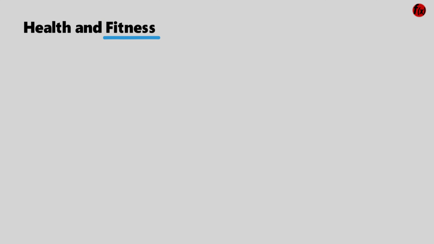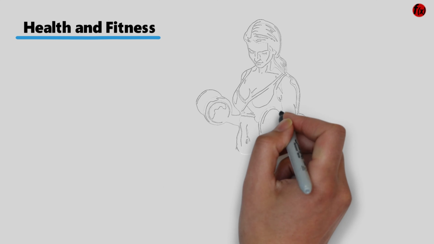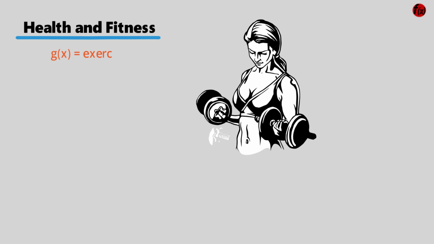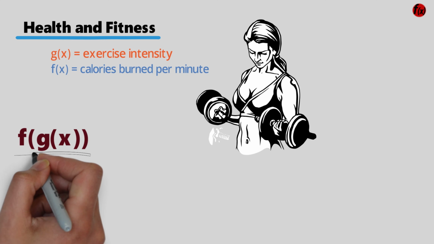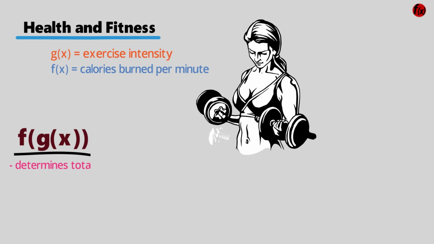Health and fitness. Calorie burn calculation. g(x) equals exercise intensity. f(x) equals calories burned per minute. f of g of x determines total calories burned during a workout.